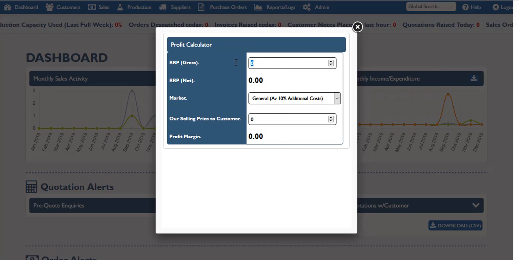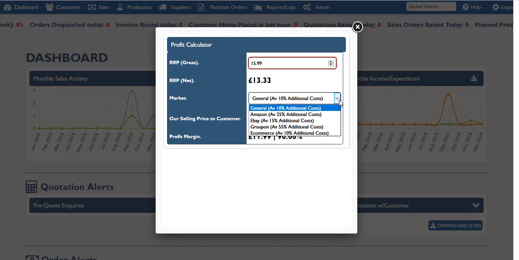Let's say, for example, we know the customer is planning on selling a particular product for £15.99. We can then know that the net value is £13.33, and we can choose the marketplace where the customer is likely to sell the product. Dependent upon the marketplace we choose, the amount of percentage lost in profit could be taken into account. Again, these are approximations, but they do give a good approximation of what the likely losses would be.